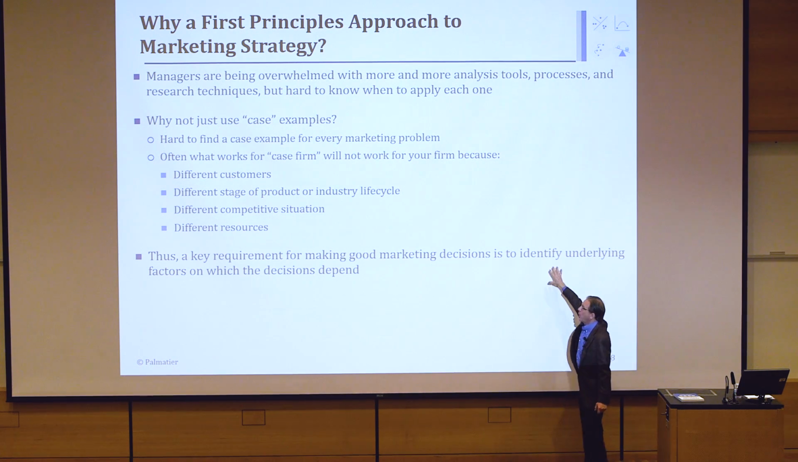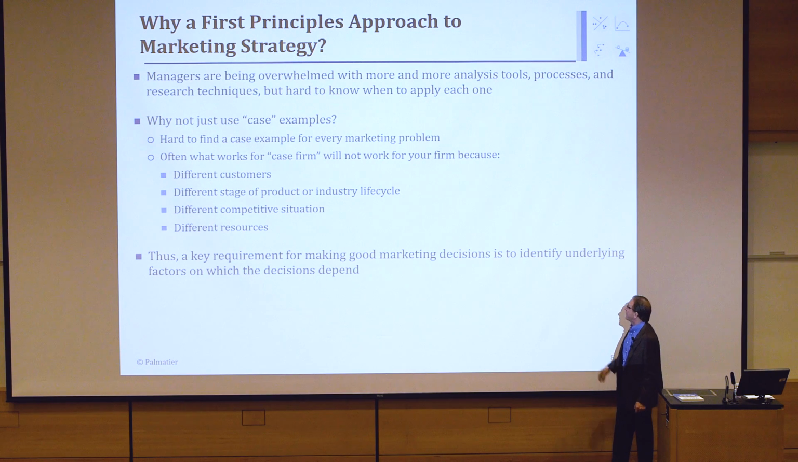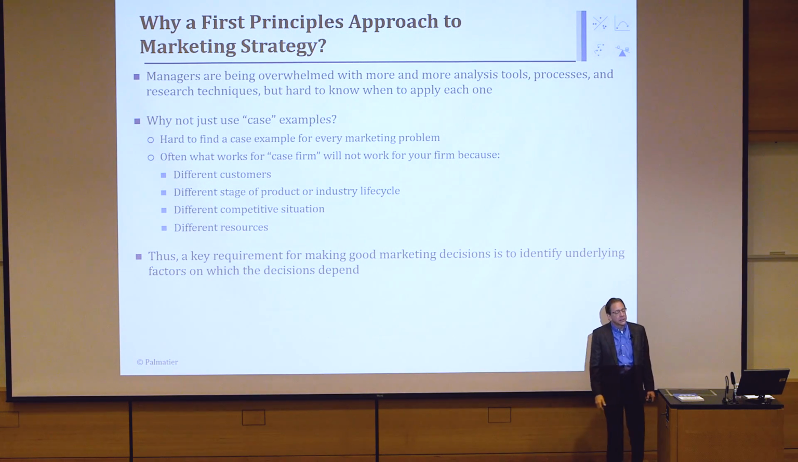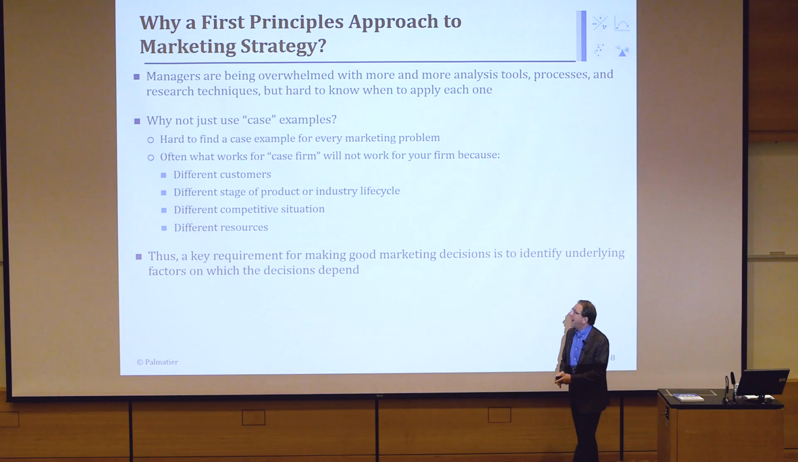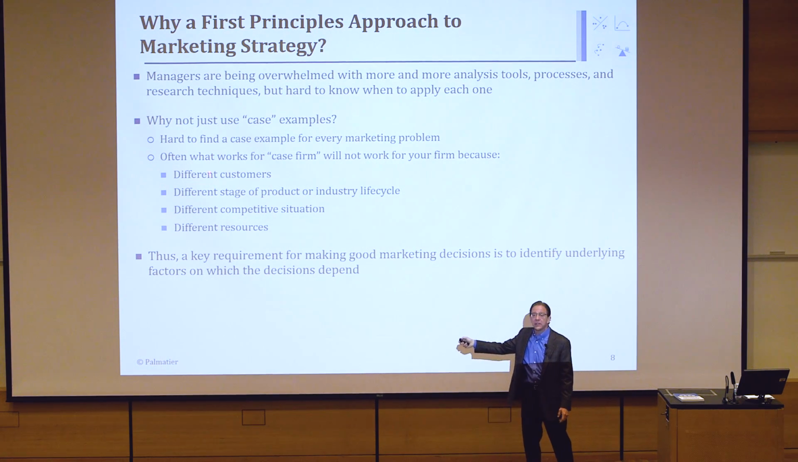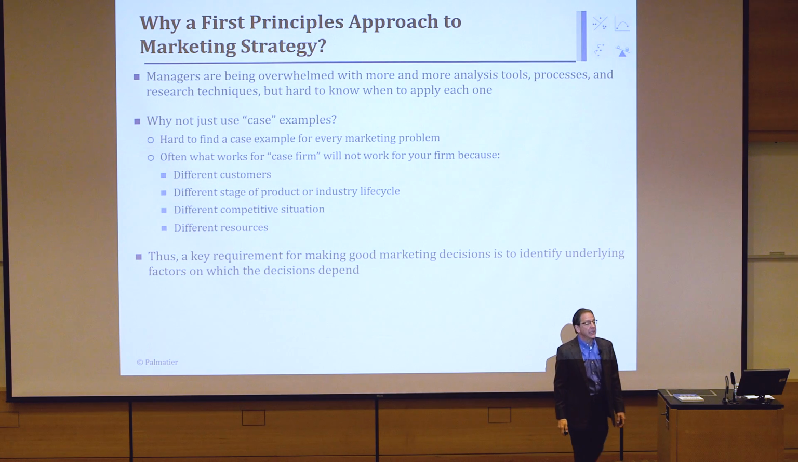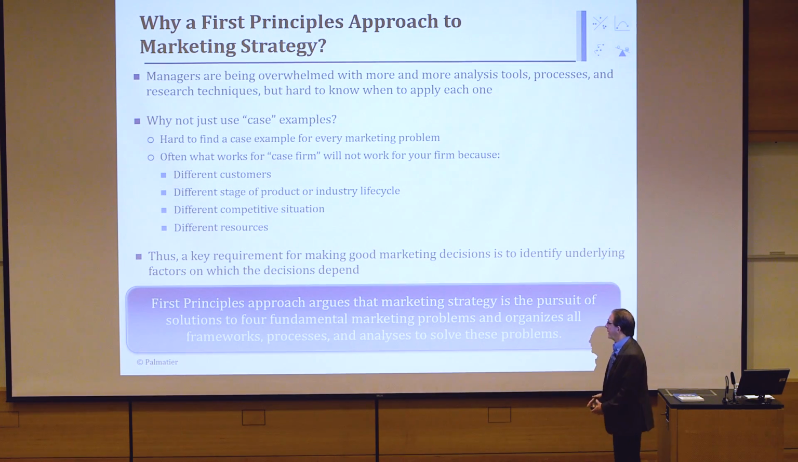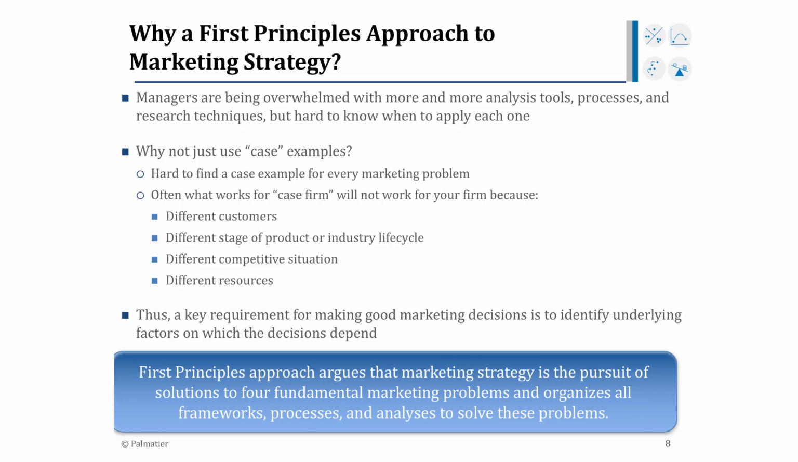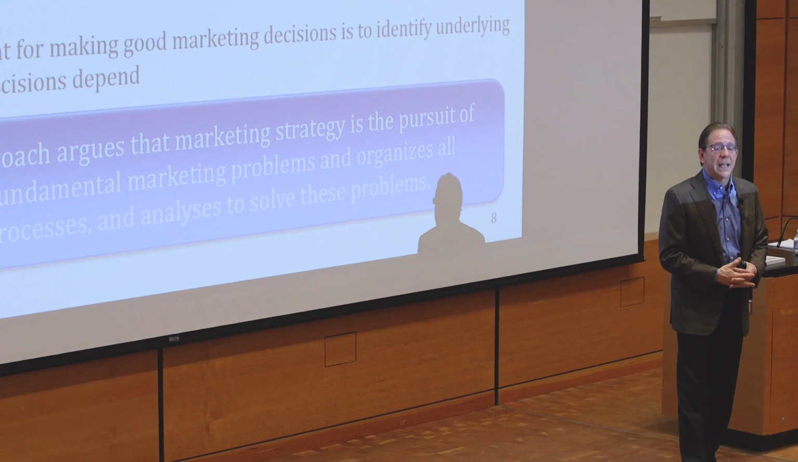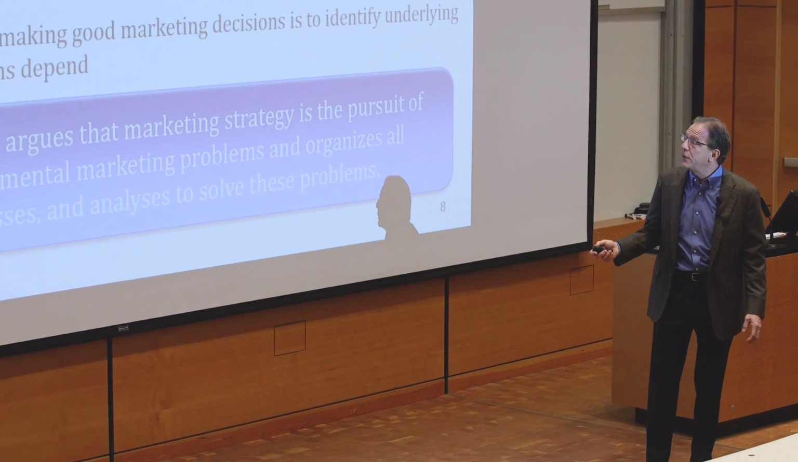Thus, a key requirement for making good marketing decisions is to identify the underlying factors that the decision depends on. And we think the most important ones are these 4 things, and you'll recognize they're each tied one to one to the first principles. So our argument is this. The first principles approach argues that marketing strategy is the pursuit of solutions to 4 fundamental marketing problems and organizes all the frameworks, processes, and analyses to solve these problems. That's really the essence of taking a first principles approach: we say these 4 are important.